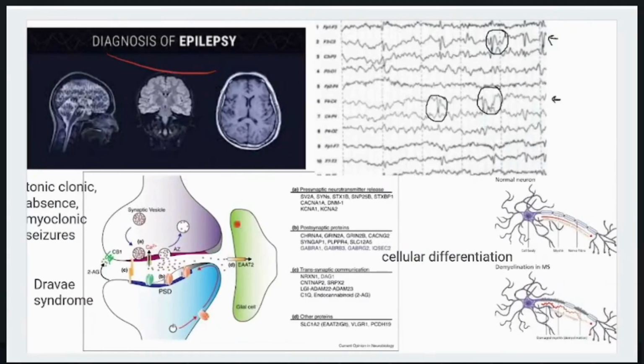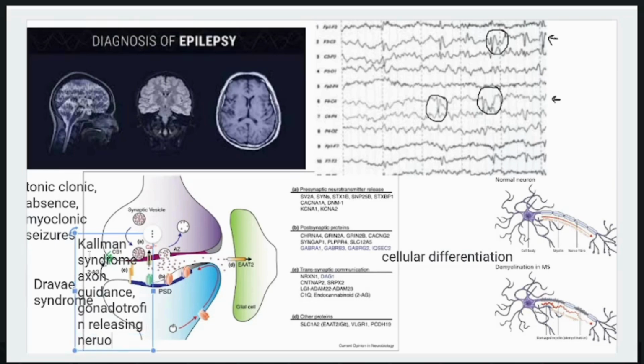Kallmann syndrome is a condition caused by defects in axon guidance, particularly affecting the olfactory and gonadotropin-releasing hormone neurons, and leads to anosmia, loss of smell, and hypogonadotropic hypogonadism. This is due to the failure of these neurons to reach their correct destinations.